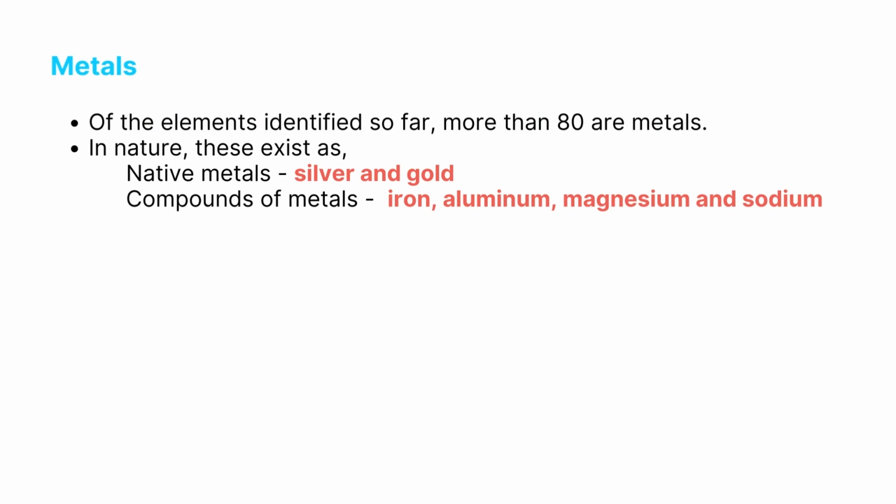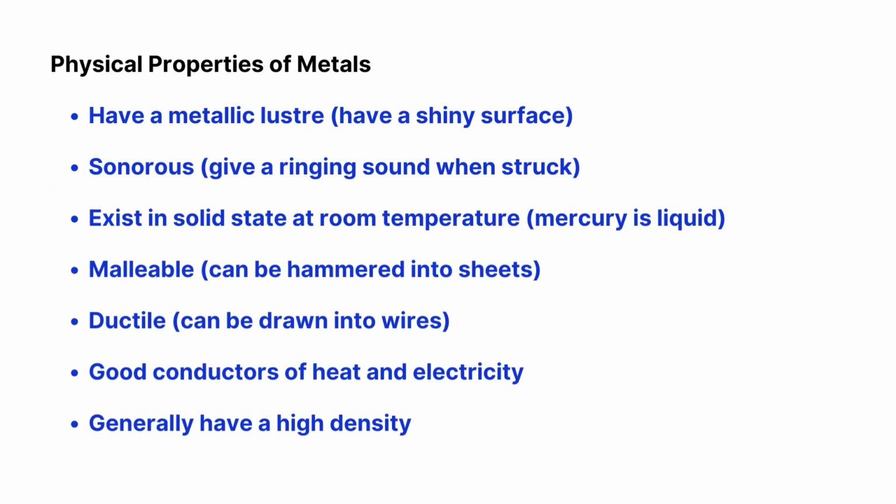Of the elements identified so far, more than 80 are metals. In nature, these exist as native metals as well as compounds of metals. Metals such as silver and gold are found as native metals in nature, whereas many metals such as iron, aluminium, magnesium, and sodium exist as their compounds. Given below are some physical properties of metals.